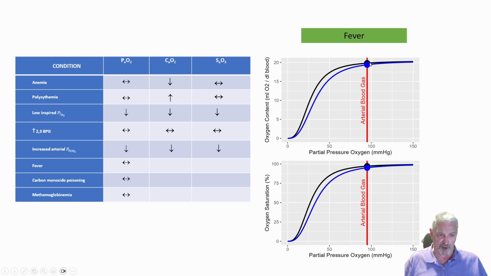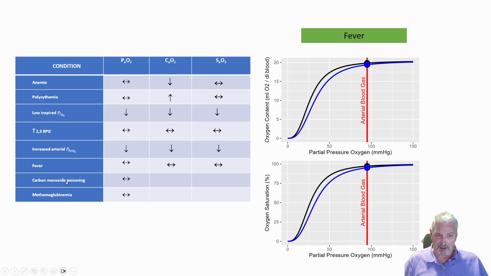Next will be fever, and again fever right shifts the curve, but like 2,3-BPG, we are still at a normal arterial blood gas value, and we won't be able to distinguish content or saturation from the blue dot and the black dot, which are both sitting on the plateau of their respective curves. And so fever causes negligible change in content or saturation.